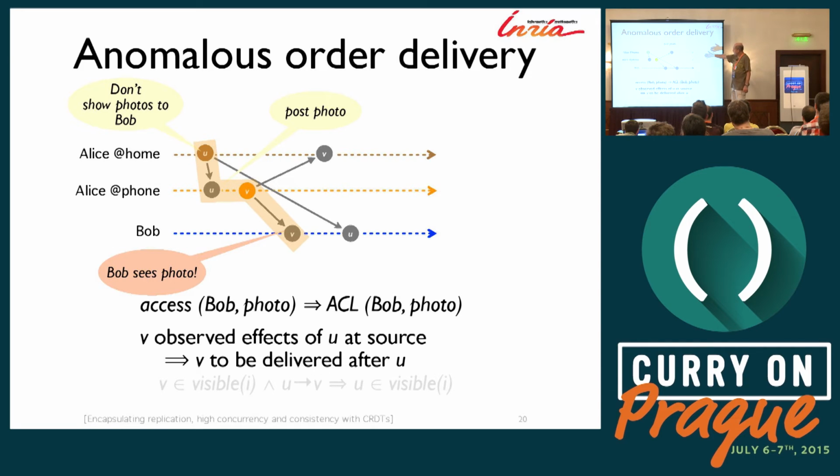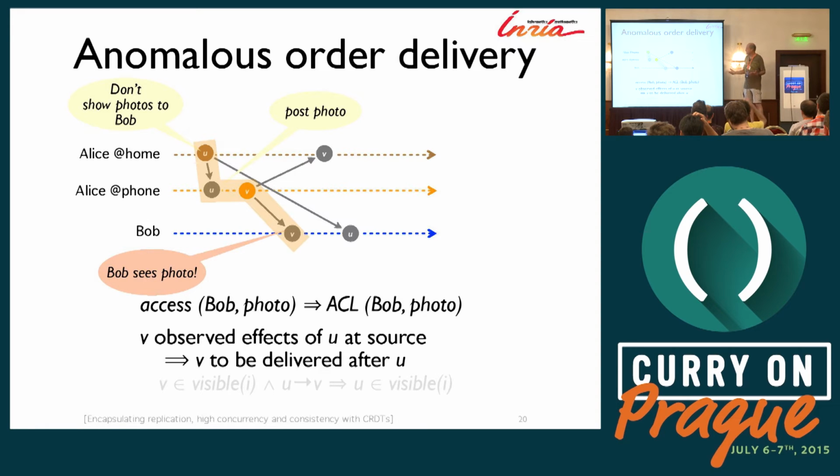But if things are sent just in FIFO order, that means that Bob's computer might receive the photo first, before receiving the change to the permissions. And therefore, Bob will see the photo, even though he's not supposed to. So what happened here is that the system did not realize that there is a dependence between V and U, because that dependence is indirect, transitive through Alice's replica. So this transitivity is tricky, and most systems do not actually implement that.